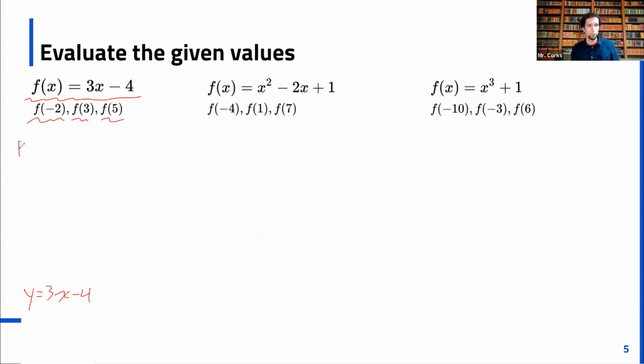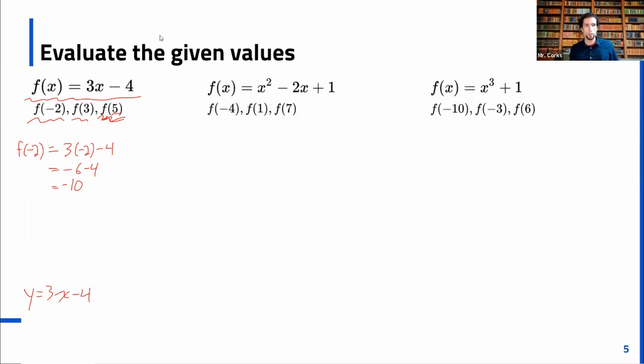So f of negative 2, I've replaced the x here with negative 2, so we do that in the rest of the function as well. 3 times negative 2 minus 4. And then we just evaluate this. So 3 times negative 2, I know this is very simple math here, but let's just be thorough. So negative 6 minus 4, negative 10. So just substitute in those values and then see what you get. If you haven't seen this before, we just want to imagine, okay, figure out what the y value would be, so to speak, when x is whatever the thing is in the brackets.